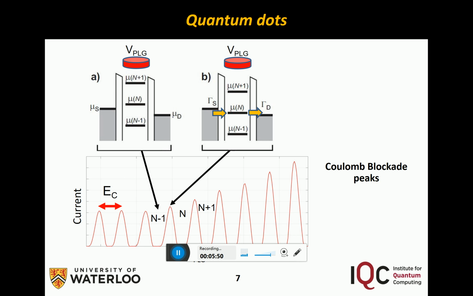This is because current is allowed to flow. And then in the regions of zero current, you have a stable, fixed amount of charge, or number of electrons. This phenomenon is called Coulomb blockade, and is very important for what we want to talk about. Now, the separation between peaks also tells you about the charging energy of the dot, which can be related to the confinement and the size of the dot.